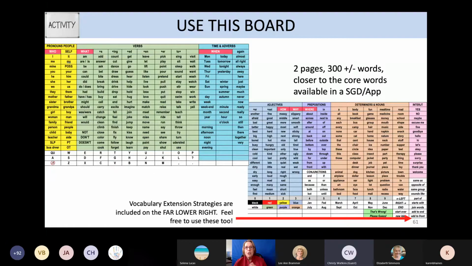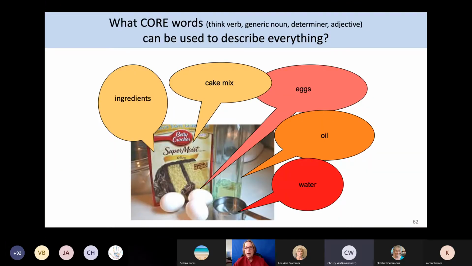All right. So using this board, this is the vocabulary you have available to you. And even though spelling is possible for you on this board, I'm going to take spelling off the table for you. I am going to assume you cannot spell. You can read, but you can't spell. All right, so you've got your people words, your verbs, your time and adverb words. You've got your adjectives, prepositions, conjunctions, determiners, and interjections. You've got a good vocabulary. So we are going back to thinking about a special education classroom, and we're going to talk about starting to think descriptively.